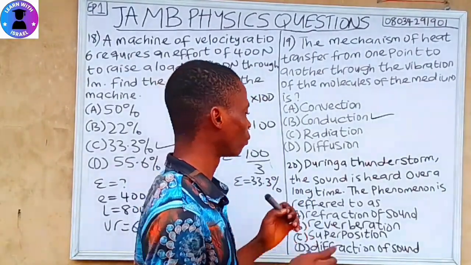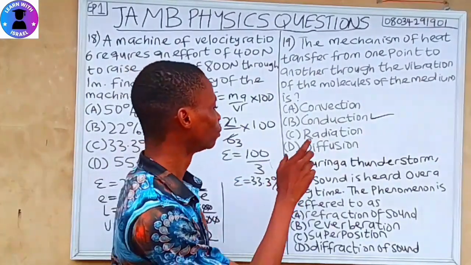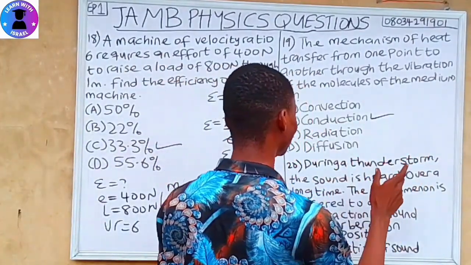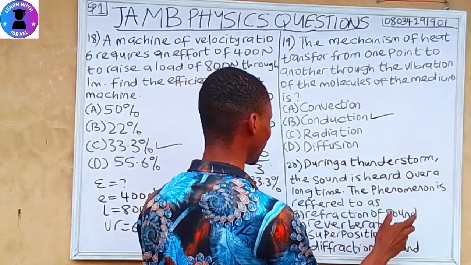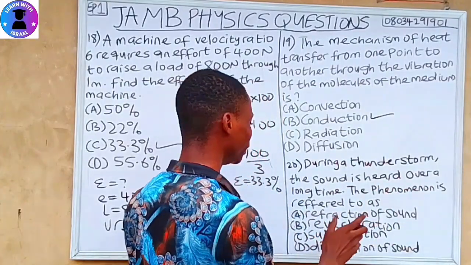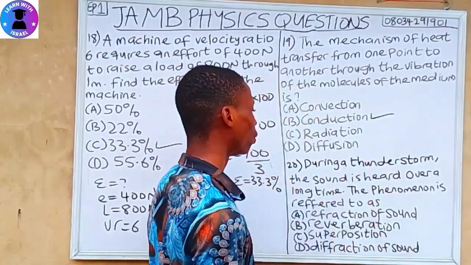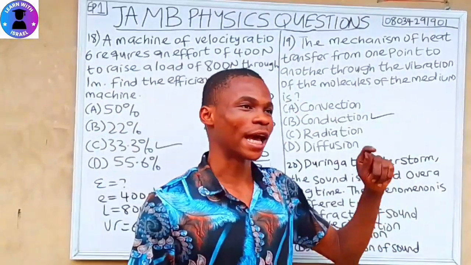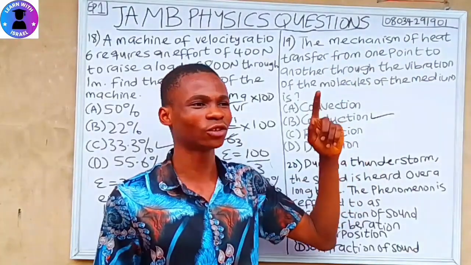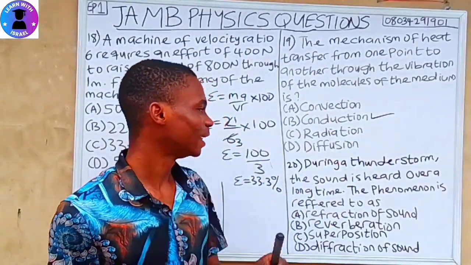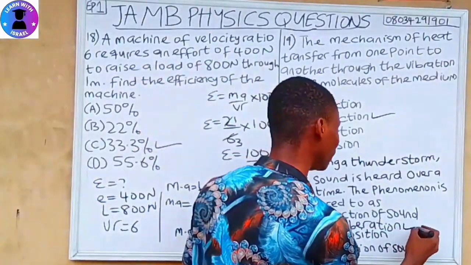Question 20, which is the last question for episode 1 on physics. During a thunderstorm, the sound is heard over a long time. The phenomenon is referred to as A. Refraction of sound, B. Reverberation, C. Superposition, D. Diffraction of sound. So once rain is falling and you are hearing the thunderstorm for a long time, I hope you know the sound. That sound being heard for a long time, the phenomenon is reverberation.